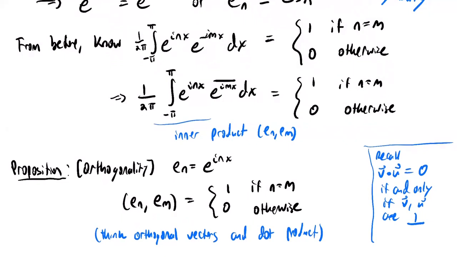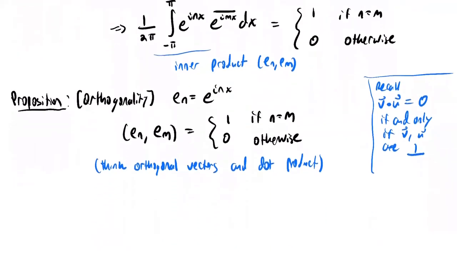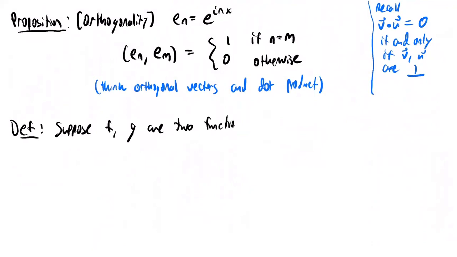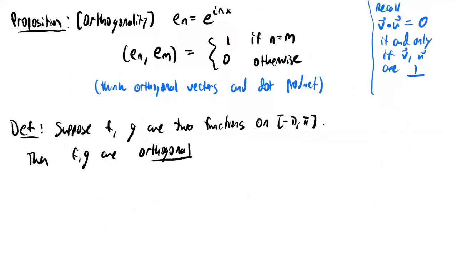And so let me just quickly follow up this proposition with a definition, which is nothing new other than a little more terminology. Suppose f and g are two functions, say on the interval between minus pi and pi. Then f and g are orthogonal if their inner product is 0.